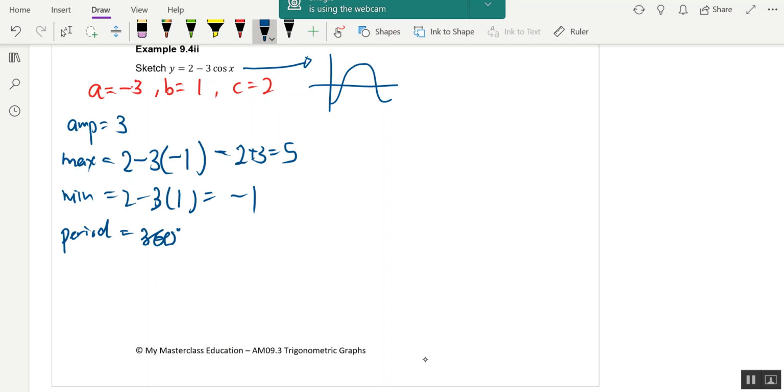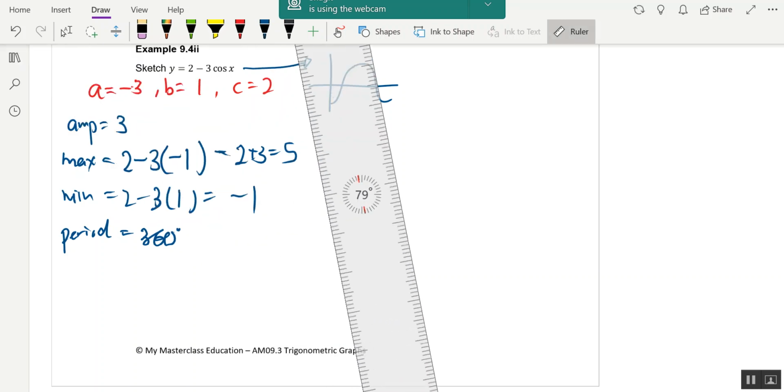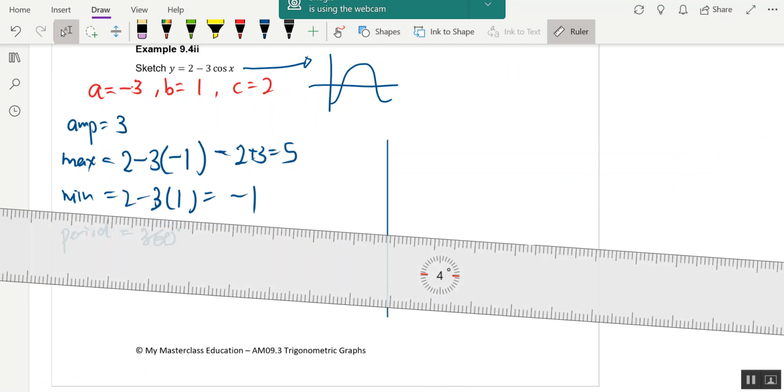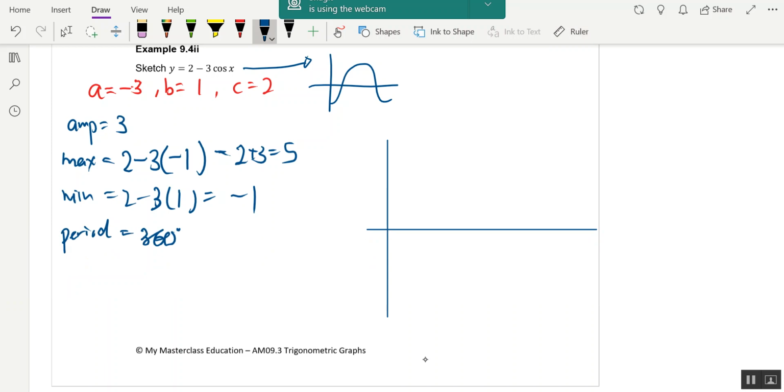Alright? Once we have all our information here, we draw the axis. Okay? Use your pencil and ruler. Make sure you use your pencil and ruler. In fact, I have a ruler here, which I feel I should use, but it's just more time consuming for me to use the ruler.